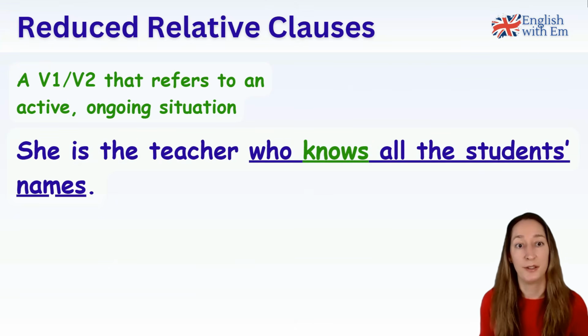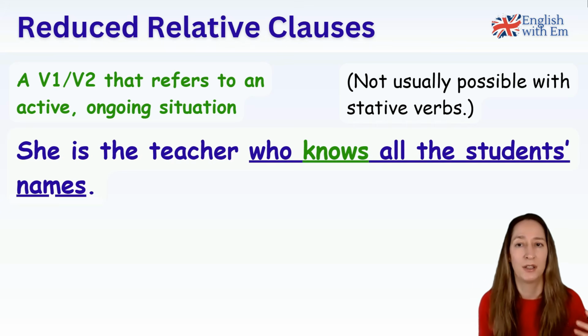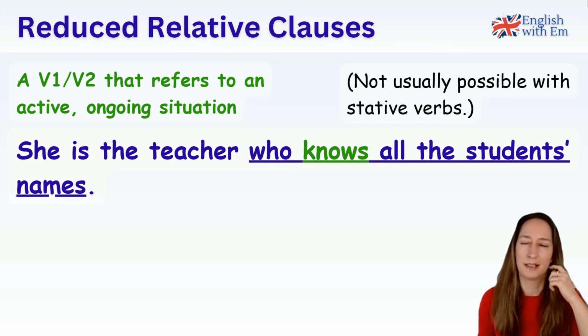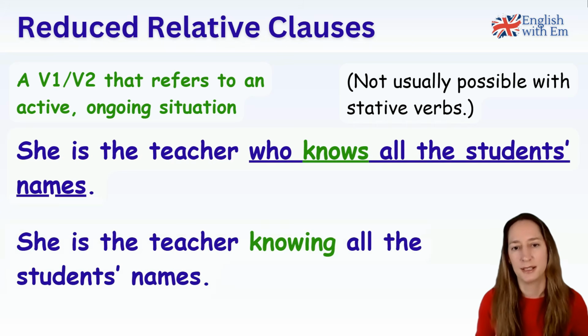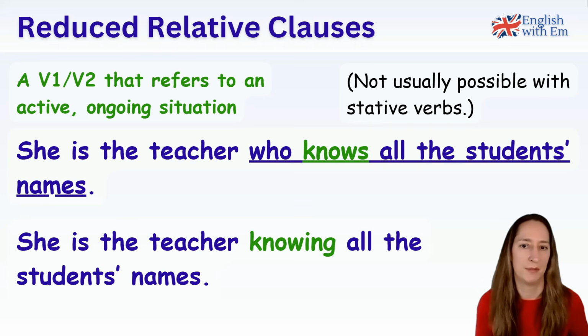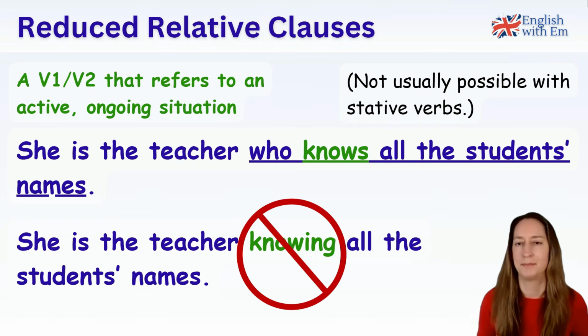She is the teacher who knows all the students' names. So, not usually possible with stative verbs. So remember, this refers to an active, ongoing situation. So, most of the time when we're talking about a state, it won't work. She's the teacher knowing all the students' names. Grammatically it's okay, but again it sounds awkward and unnatural, and best avoided.